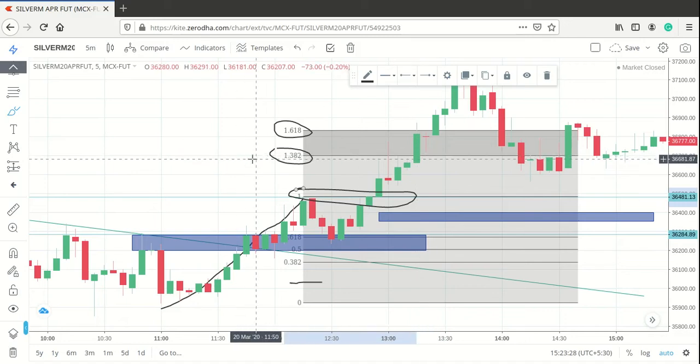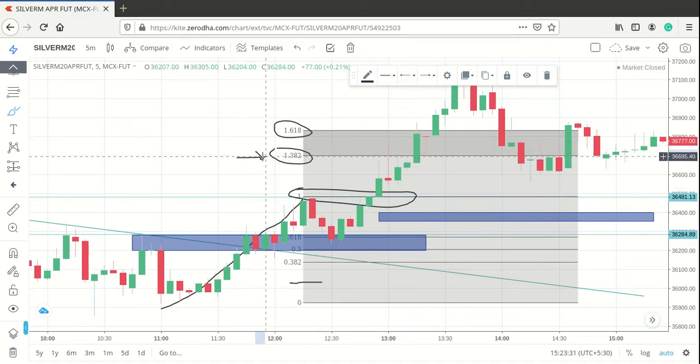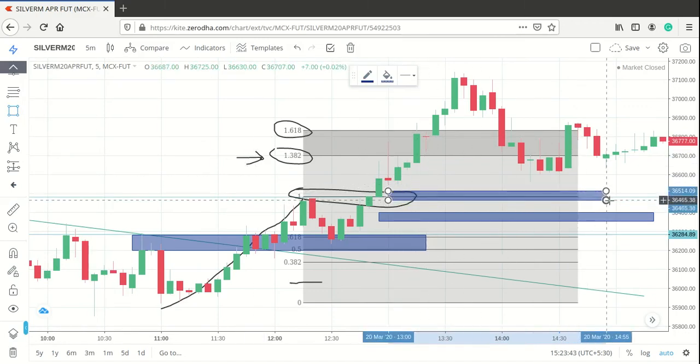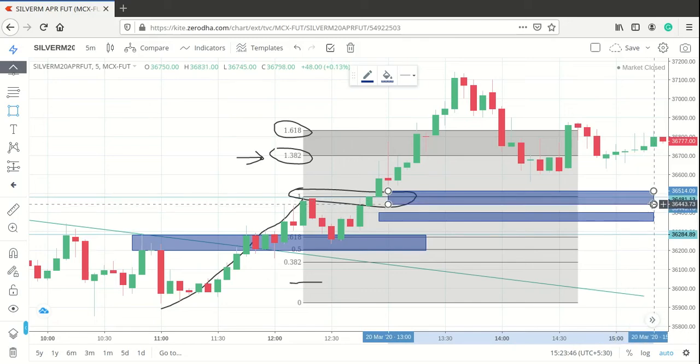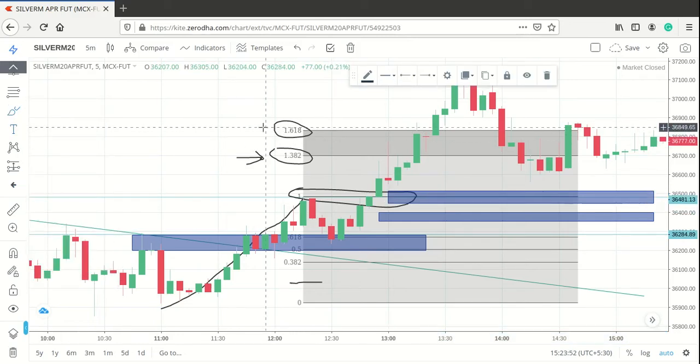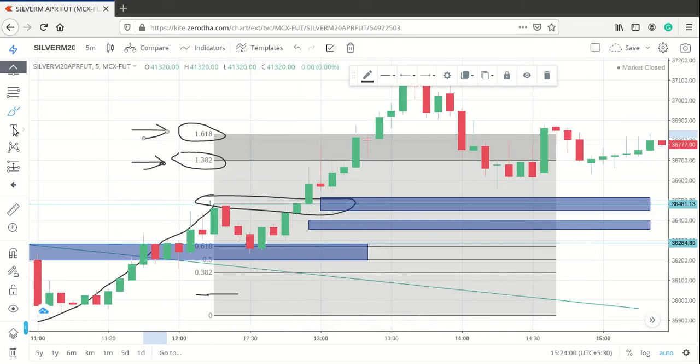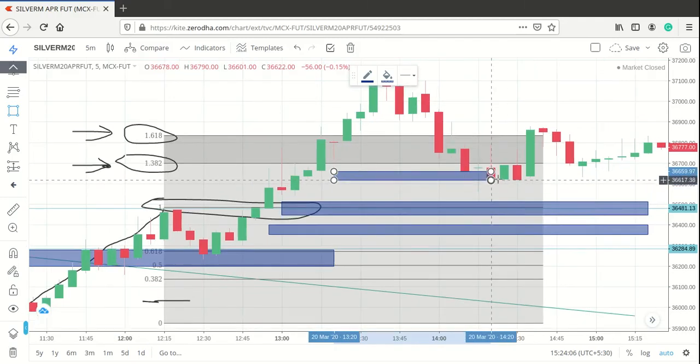When this level is being taken out, you can bring the stop loss over here. And when this level gets taken out, right, you can bring the stop loss somewhere around over here, right?